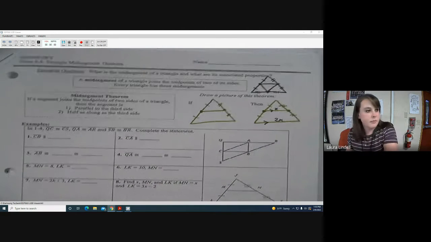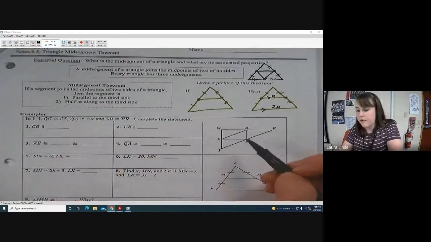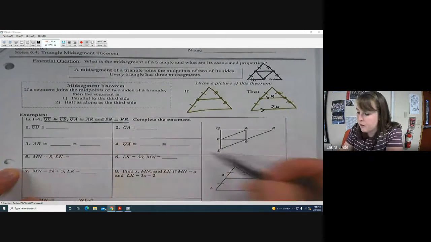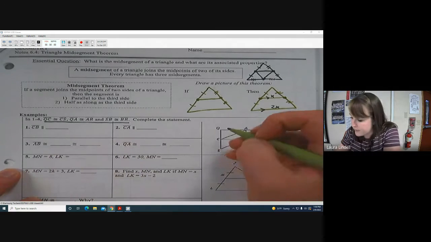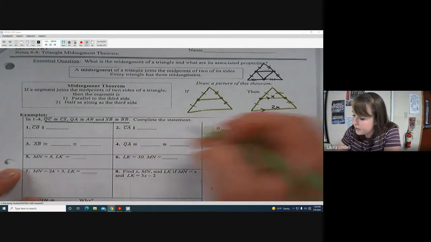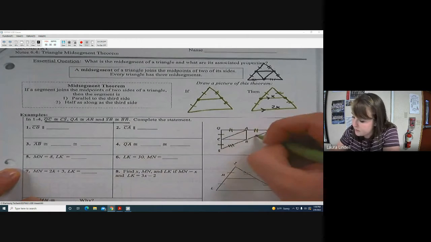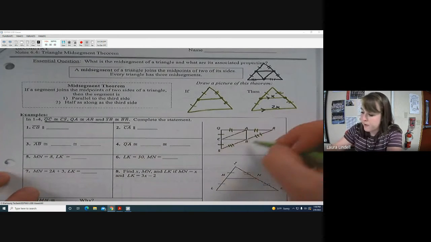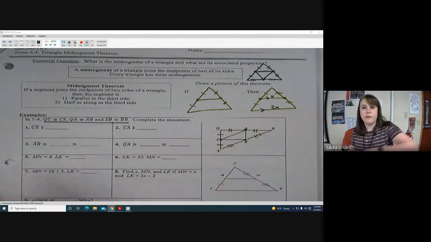The first one is a little bit more conceptual. It involves letters and not numbers. We've got this information that we want to label in our picture to start with. So I'm going to label QC is congruent to CS, QA is congruent to AR, and SB is congruent to BR. So that information is what tells us that these are all three midpoints. So these are the three midsegments for this particular triangle.